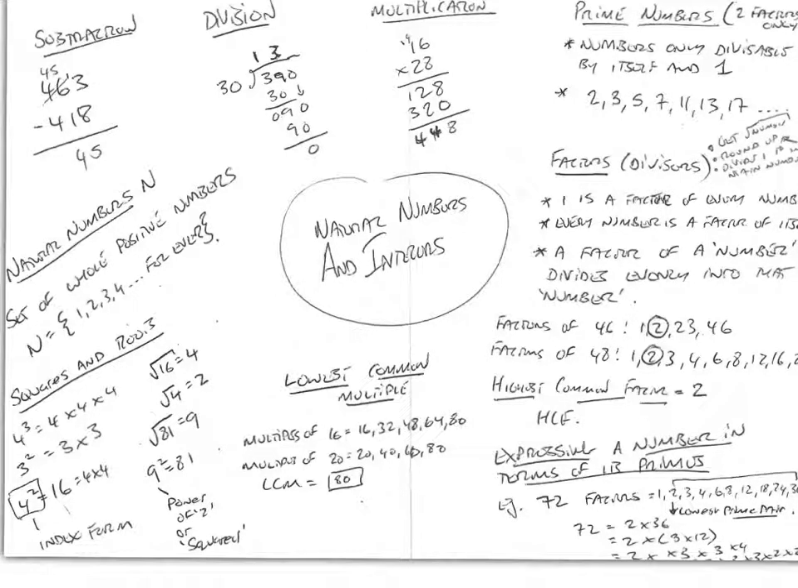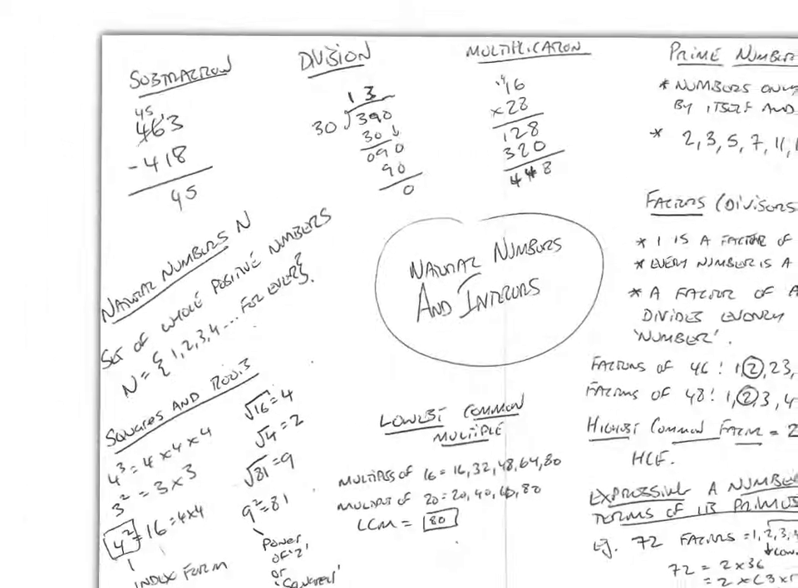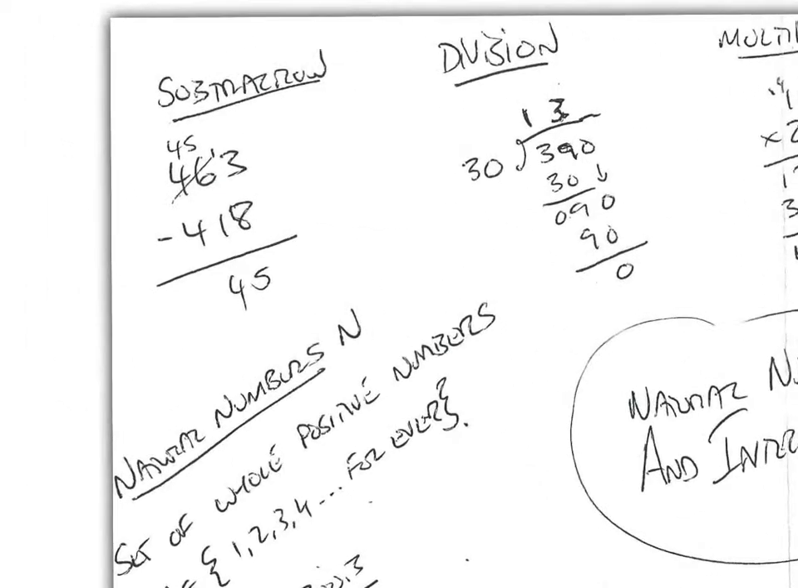Let's look at natural numbers and integers, and we'll begin by looking at a subtraction problem. If we have something like 463 minus 418, then the first thing we do is say 3 take away 8 we can't do. So we have to borrow 1 from the 6, so that turns the 46 into 45, and then we have 13 take away 8 is 5. 5 take away 1 is 4, and then 4 take away 4 is nothing. Our answer is 45.